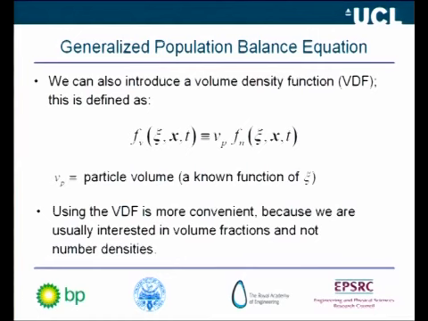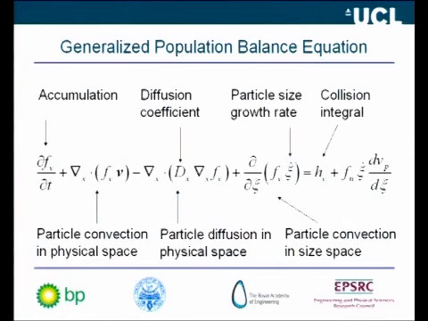Usually we consider number density functions, but in this application we prefer to introduce a volume density function. This is obtained by multiplying the number density function by the volume of the particles, which is a known function of the diameter anyway. The reason why we prefer to operate in terms of the volume density function is because in fluidization we are usually more interested in volume fractions than in number densities.